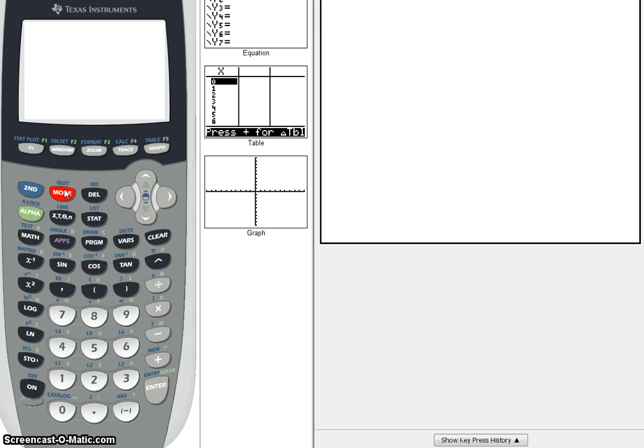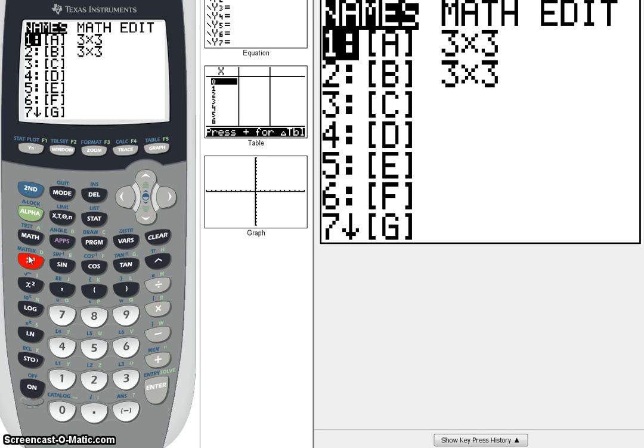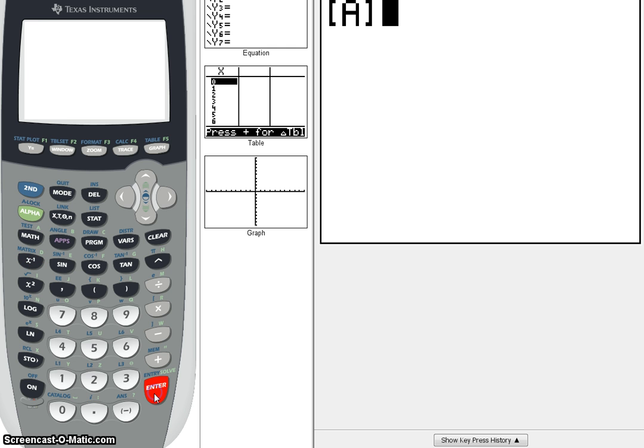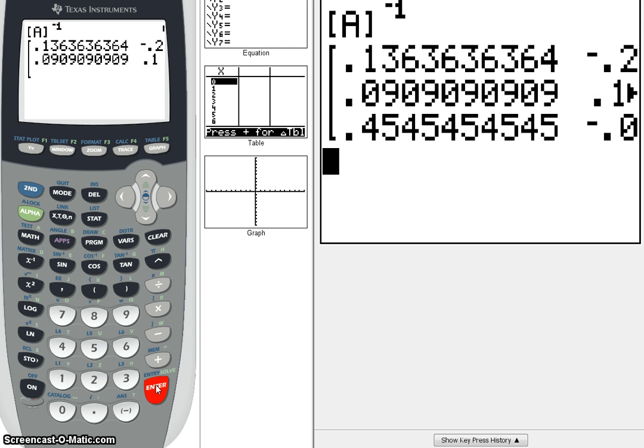Now I need to find the inverse of that matrix. So I'm going to go second matrix. I need to name it. I need to say A inverse. So I'm just going to click on the A, and you can see that what appears on the screen is that A. Now what I want is that inverse. The inverse key is just right here. That's telling my calculator, hey, please find the inverse of matrix A. I'm going to hit enter, and look, we get lots of decimals.